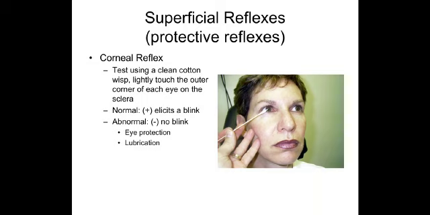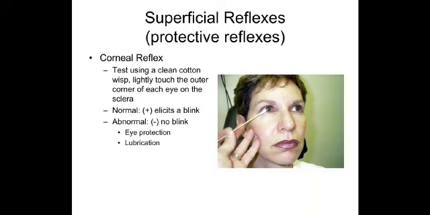These reflexes are polysynaptic. The superficial reflexes are of two types, which can be either spinally mediated or cranially mediated. The corneal reflex is cranially mediated. The corneal reflex test is performed using a clean wisp of cotton, lightly touching the outer cornea of each eye on the sclera.